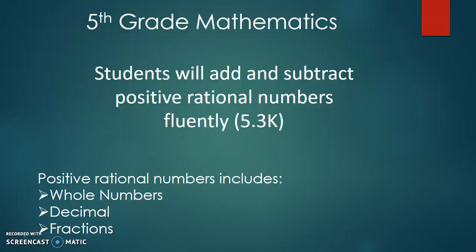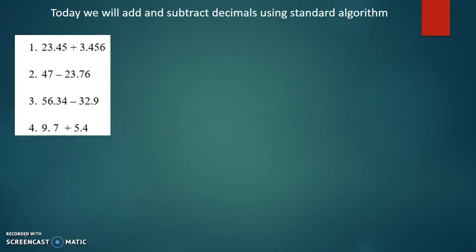Today in 5th grade mathematics, we're looking at Student Expectation 5.3K, which states students will add and subtract positive rational numbers fluently. Rational numbers include whole numbers, decimals, and fractions. Today we're going to look at adding and subtracting decimals using the standard algorithm. Let's look at number 1.